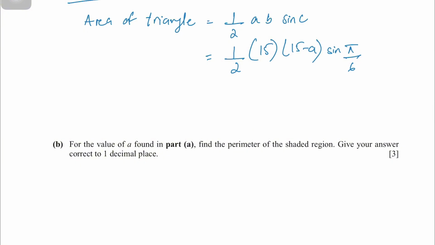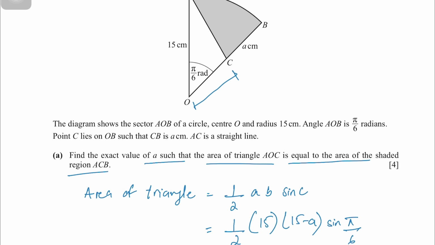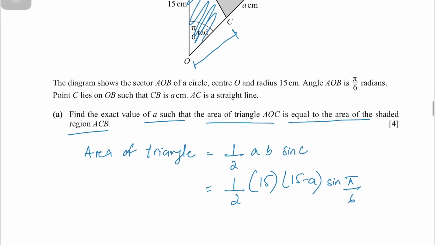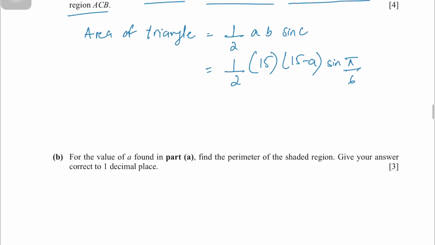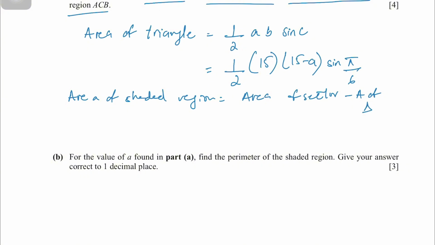And we have area of shaded region. Area of shaded region can be calculated by using the area of sector and then subtracting this area of triangle. So when we are subtracting area of triangle from this whole sector, area of shaded region, let's write it first. Shaded region is area of sector minus area of triangle, right? So this area of shaded region and area of triangle are equal.